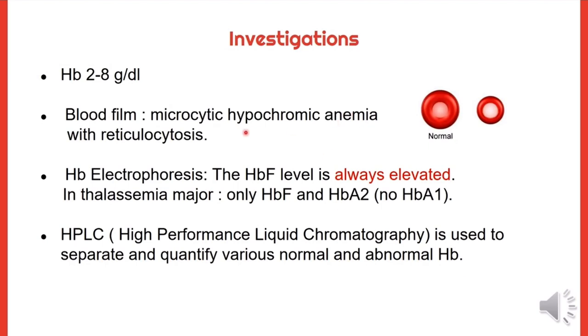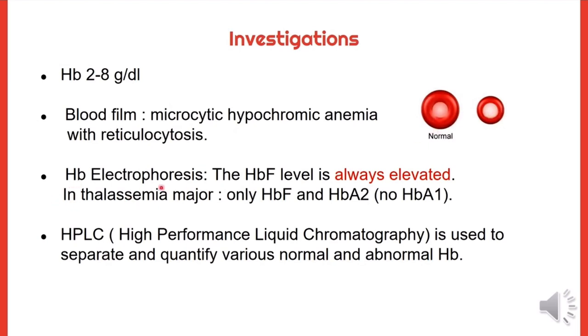Investigations of thalassemia, we do an Hb test. This is more severe than sickle. The Hb will be from 2 to 8 gram per deciliter. And in the blood film, there is microcytic hypochromic anemia with reticulocytosis. The microcytic hypochromic anemia is because of reduction of HbA available overall to fill the RBC. So in turn, this will lead to RBCs becoming microcytic. And hypochromic means it's more pale than the normal RBC.